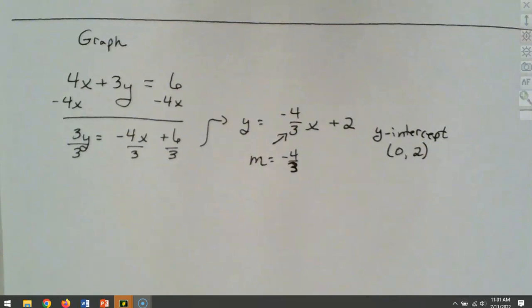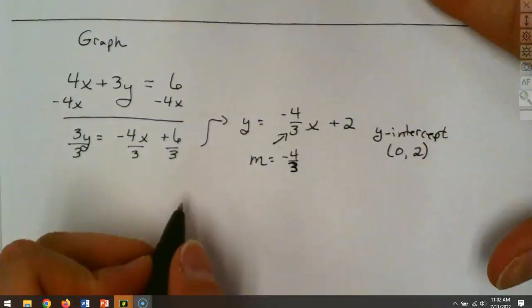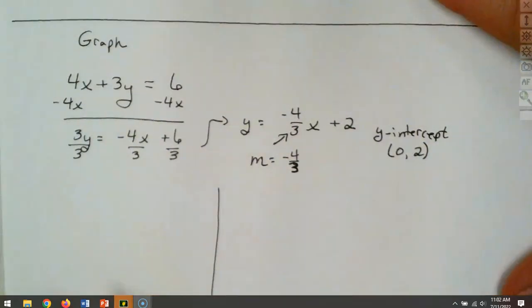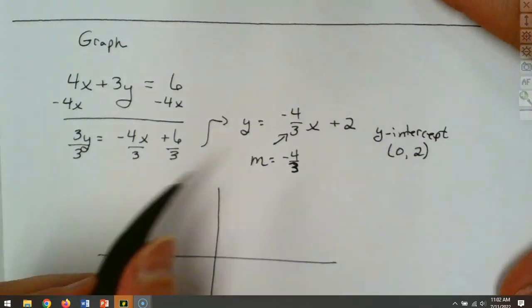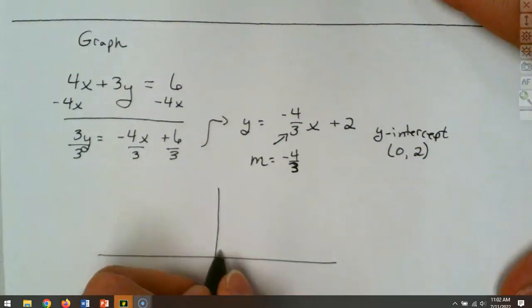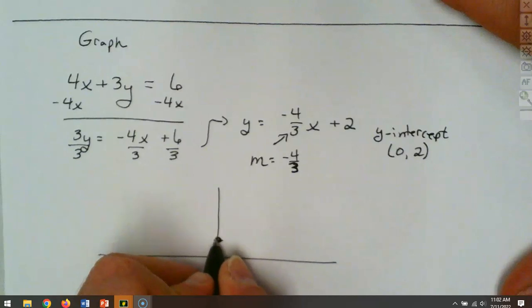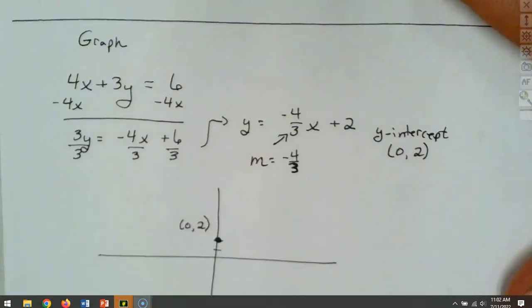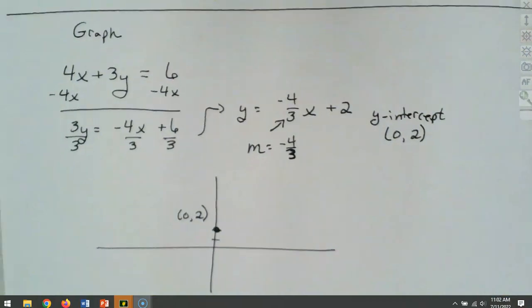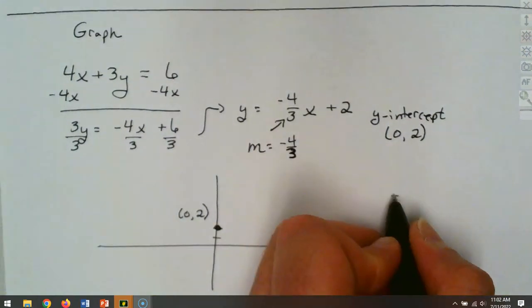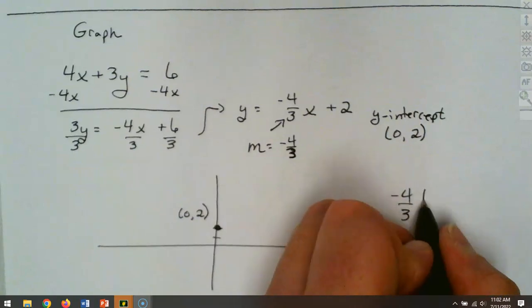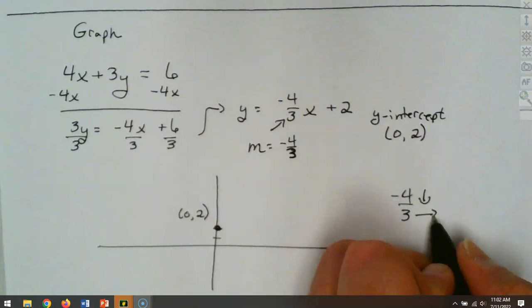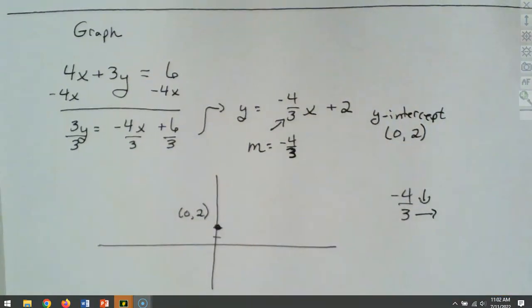Okay, now what do we do? We plot our point. 0, 2, so that's up 2 units. So that is right there at 0, 2. What is our slope? Minus 4/3. So we're going to have to go down 4, and we're going to have to go over 3.